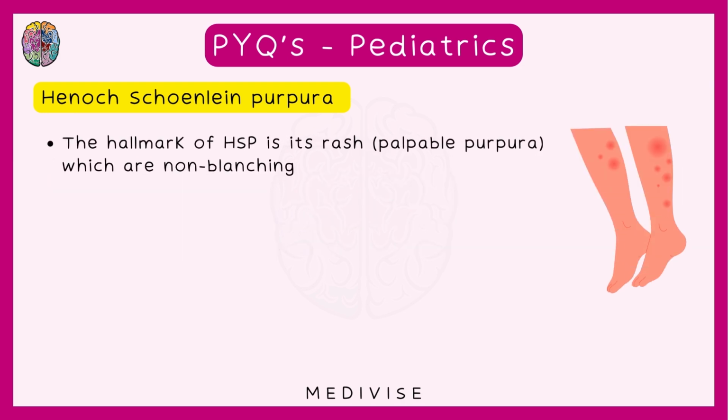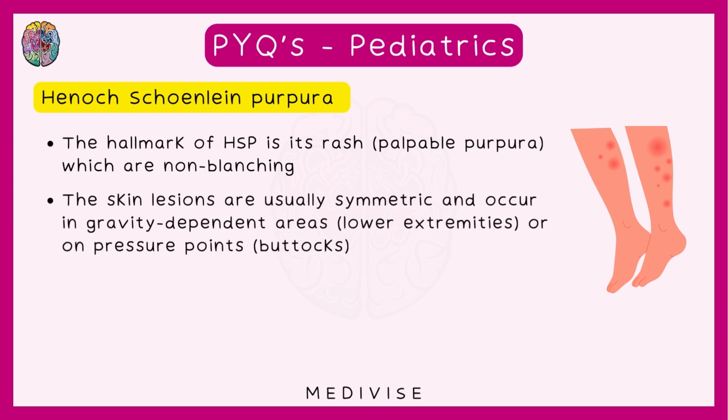But a very characteristic feature of this is its rash. So these are palpable purpura and these are non-blanching. And these are usually seen in gravity dependent areas like the extremities or the pressure points like buttocks.